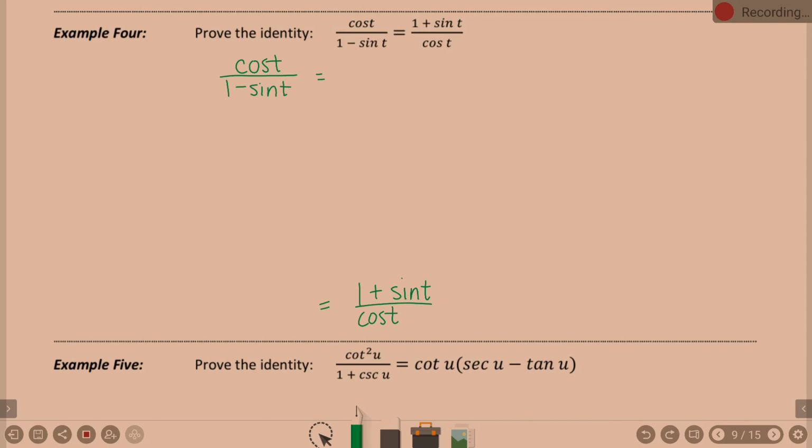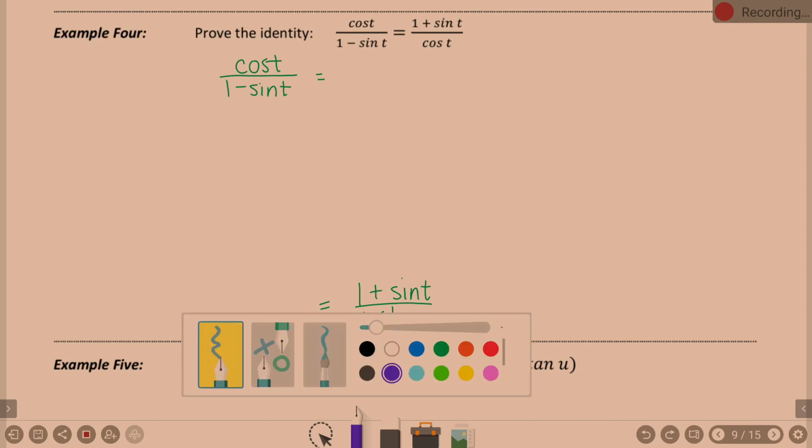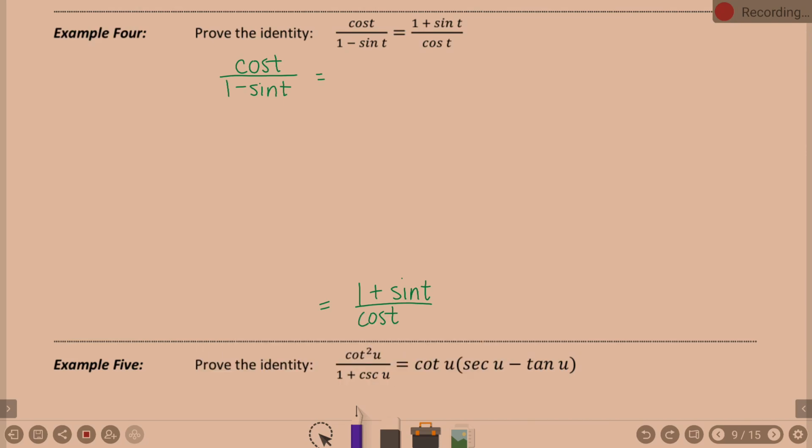Do we have an idea of where to go on this one? No. Set equals 0? Can't do that. My goal is to prove the left equals the right, so there's no setting it equal to 0. It would be great if that was 1 minus sine squared t, then I might have a place to go, but you guys caught it. There's no square there, so we can't think Pythagorean identity.